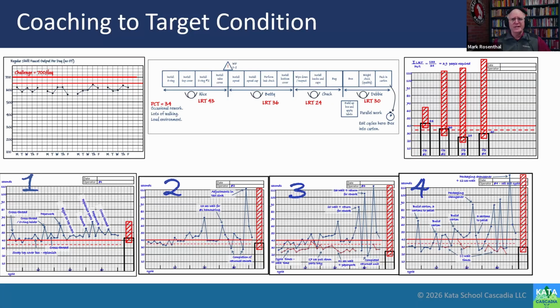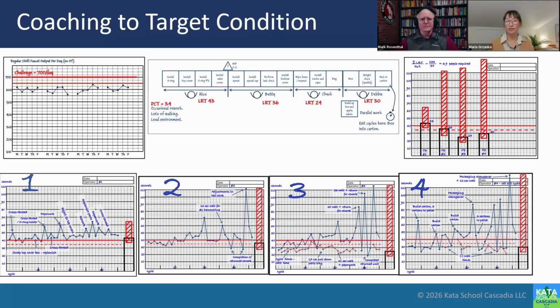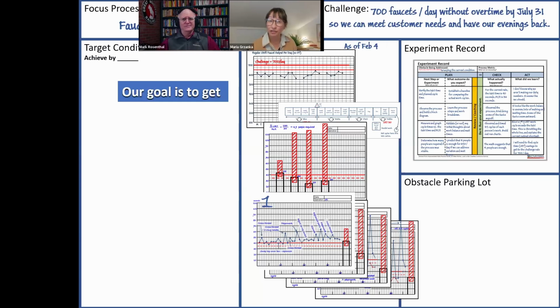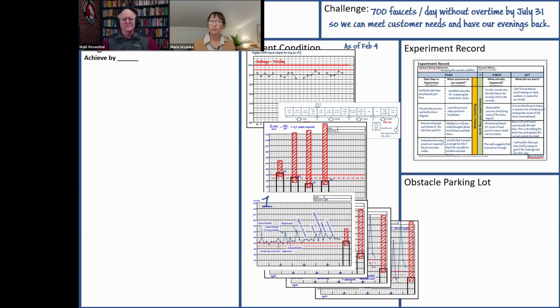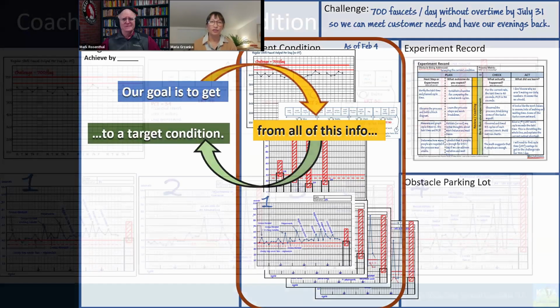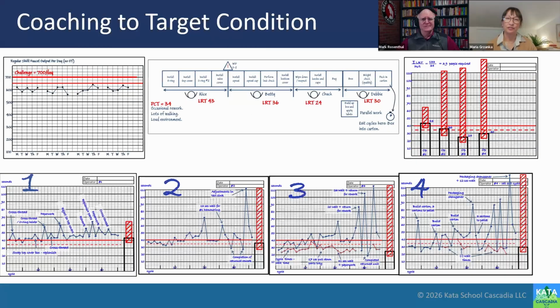So Mark, are you set? I am. Sure. I can take a look at your storyboard again. I see you have a challenge to make 700 faucets per day, and that you have all of this information that we talked about last time in your current condition. And we're going to zoom into there. Okay, so are you ready for a coaching cycle, Mark? I am, thank you. Okay, so Mark, what is your challenge?